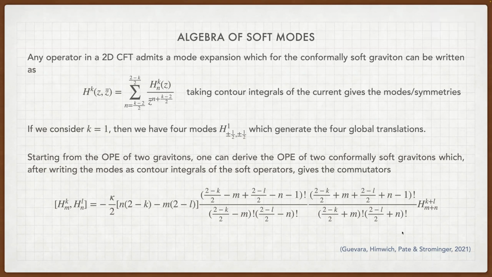Okay, but from the bulk perspective, HK corresponds to a single symmetry, right? Correct. HK corresponds to the leading soft graviton theorem, so it corresponds to a single symmetry, but these modes that you write down, for example H1, has 4 modes. And those modes actually generate these 4 global translations. If you want the details of exactly how this works, it's also written in this paper from last year. They do a little more of a general discussion. But for our purposes, what we cared more about was the algebra of these HKs.